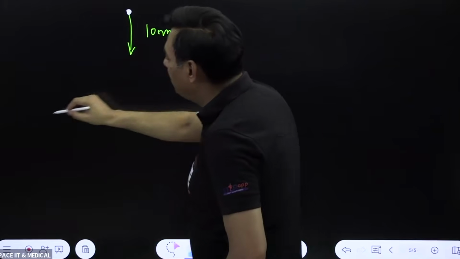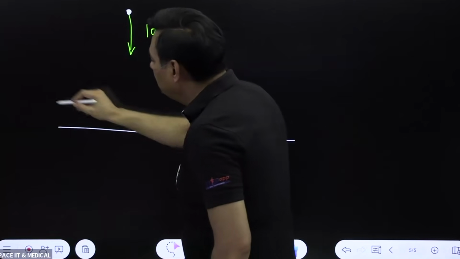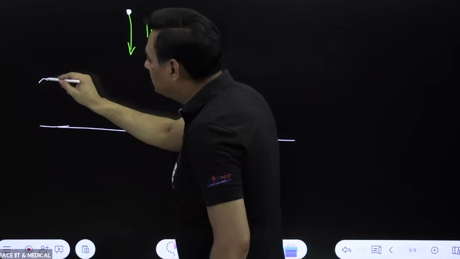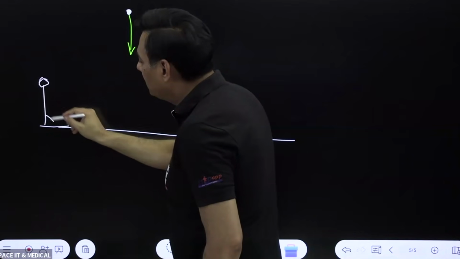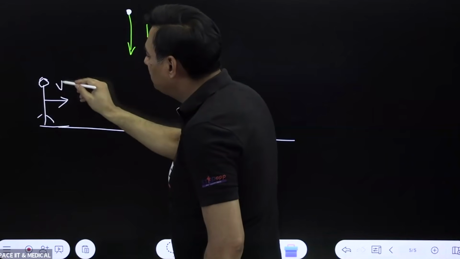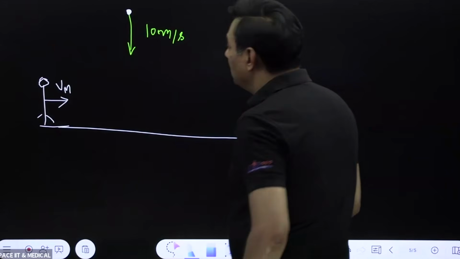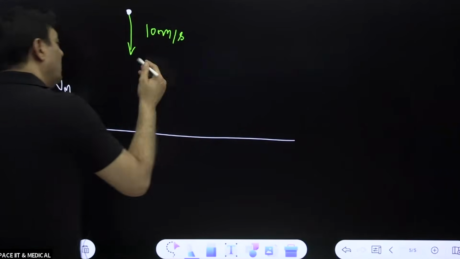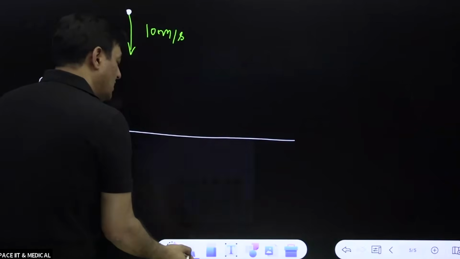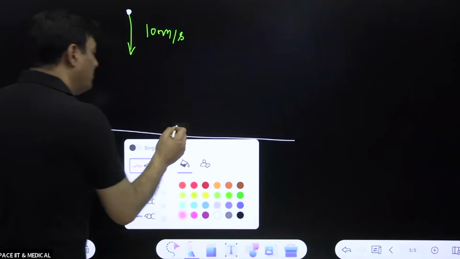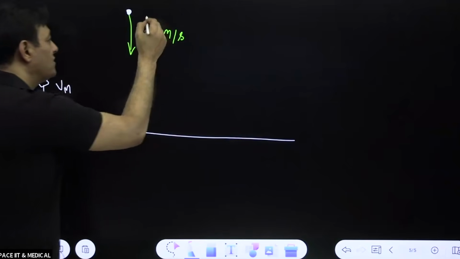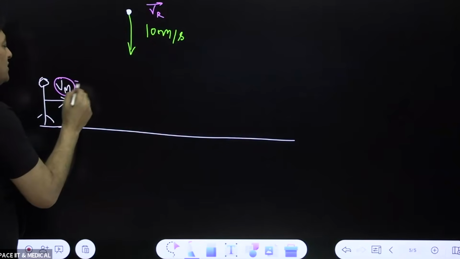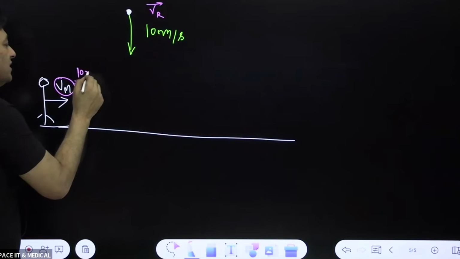So constant velocity, and a man is on the ground and he is running with some velocity in horizontal direction. Suppose this is the velocity of man. Now, there are questions where they ask you at what angle he should hold the umbrella and all those things. Again, it is velocity of man as observed by man. This is velocity of raindrops. This is velocity of man. Suppose this is again 10 meters per second.